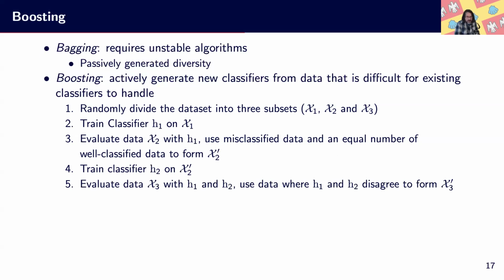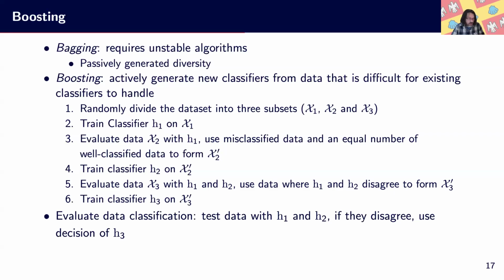And then we look at the results from H1 and H2. So we have H1, which is a regular classifier, and H2, which is trained on a different mix of misclassified and well-classified data. And then we evaluate the X3 dataset with H1 and H2, and we pick only the data where H1 and H2 disagree. So when there is a disagreement between H1 and H2, we put that data in X3 prime, and from that we train classifier H3. So then we have three classifiers.